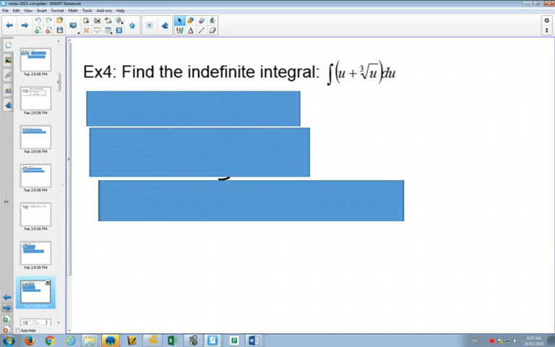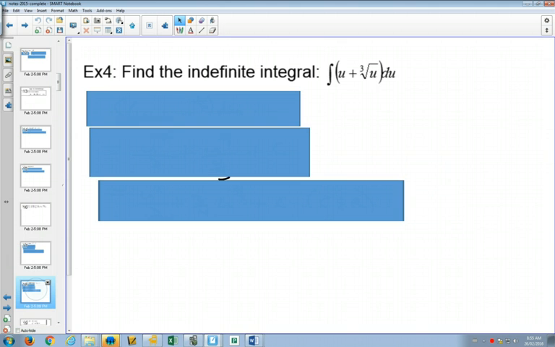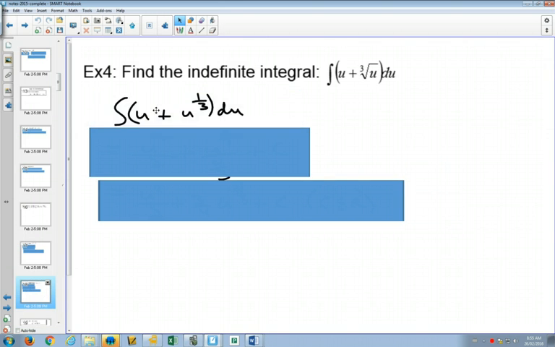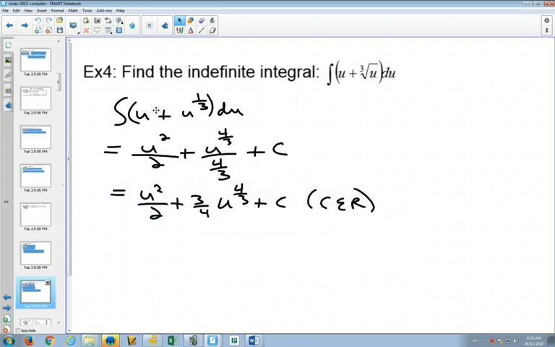Notice in this last question when it was initially written, what is the integral of y dx? Well, there's no x's in there right now, it's just a y. So I need to write my equation with the x's in there in order to do the integration. So for this one, change the cube root of u to u to the 1/3. Then we can integrate, add 1 to the exponent and divide by that number, simplify our complex fraction.